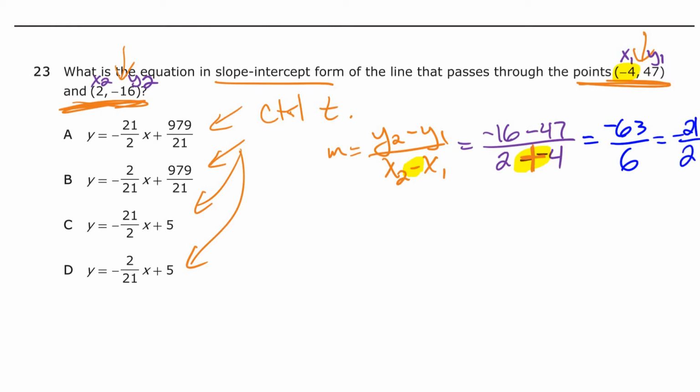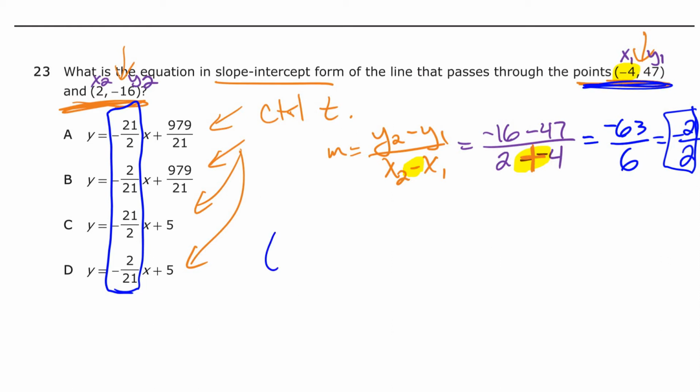We can take a look at our slopes. They're all the same. So that step, if you had noticed that from your answer choices, you wouldn't have had to do that, but it's always fun to find slope. Next, we take the slope that we just found or that you noticed was there, and we pick one of the points. I'm going to pick this first point, negative 4, 47. That's our x comma y, and I'm going to plug it into y equals mx plus b.